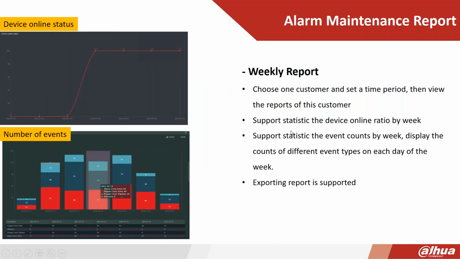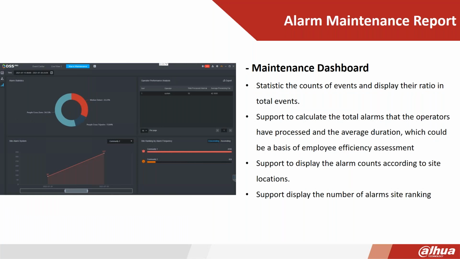And you can also do weekly reports within the alarm maintenance report button that's in the UI. For this, your customer can choose a set period of time and review the types of reports that happened during that time. So you'll see statistics of devices, like the ratio of which devices by week, by time. You can also select the different time periods to view specific events, and you can also export reports as well. So you can export these into a PDF.